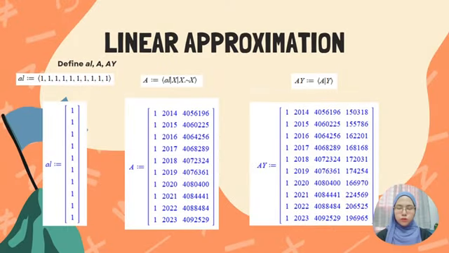Next, we will move on to linear approximation. For the first step, we need to define AL, matrix A, and also matrix AY. AL is a column vector of 1. The next one, A, is a matrix that has 3 columns, where the first column is the column vector 1, the second column is the value of x, and the third column is the x squared values. And the third matrix that we need to define is AY, which is an augmented matrix of A and Y.